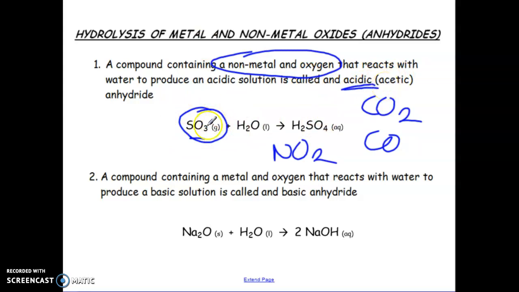Okay, I will not ask you to write out these reactions, but if I told you we had SO3 in water, you should be able to tell me that it's acidic because we have a non-metal oxide present.